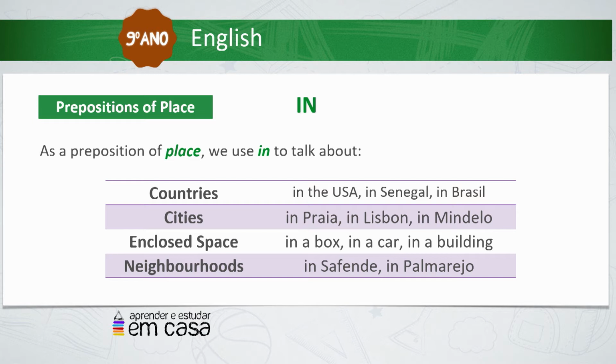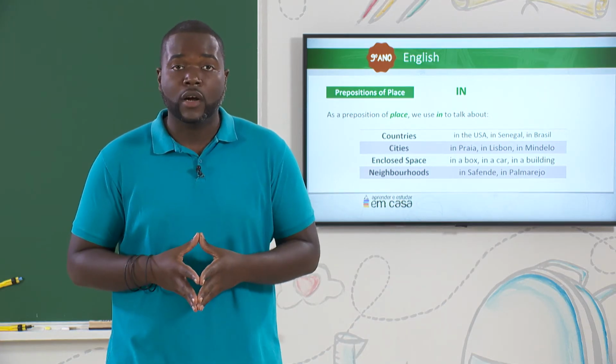When we talk about an enclosed space, for example, in a box, in a car, in a building. Or when we talk about neighborhoods, as in the examples we have in Safendi or in Palmarejo. All right, students, so that's how we use in as a preposition of place.